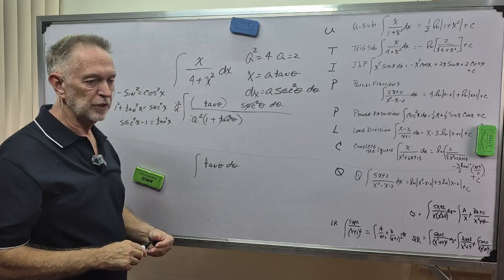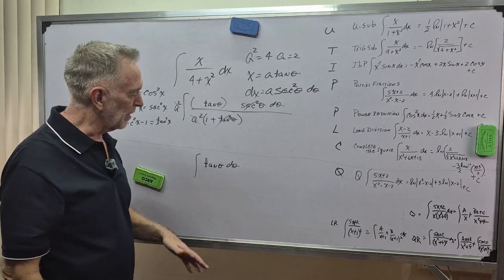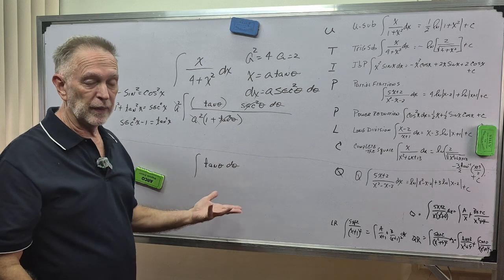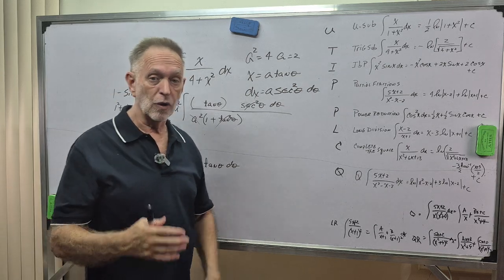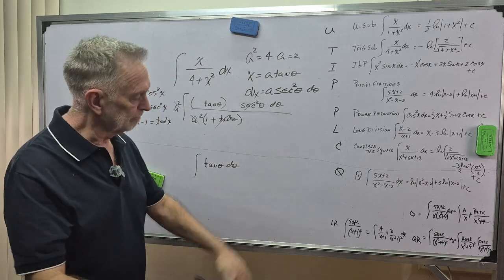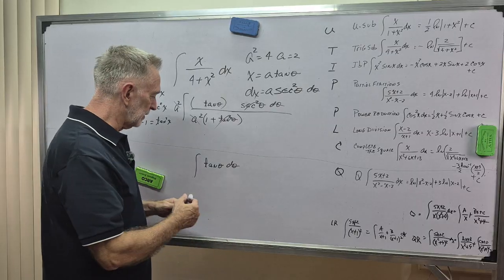Now, certain things you need to remember because it'll happen a lot. We should be able to look at that and say, wow, that's minus natural log cosine theta. But if you can't do that, that's okay.